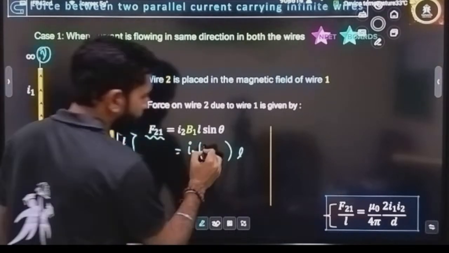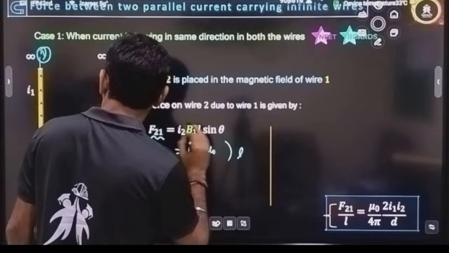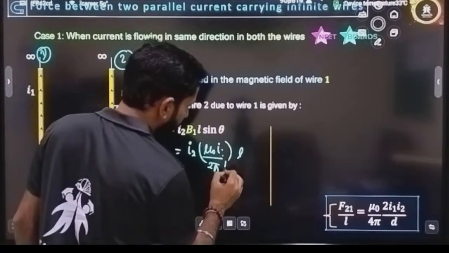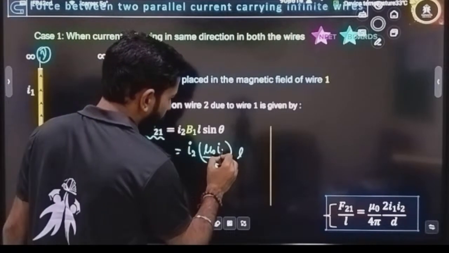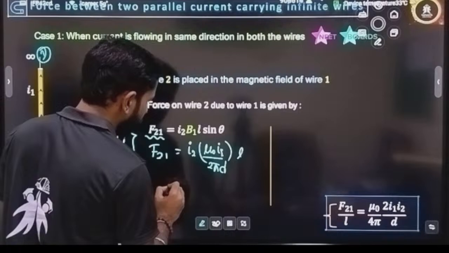And how much magnitude wise? It will be mu naught, what is the current in wire 1? Mu naught I1 divided by 2 pi. What is the distance given between them? That is D. So simply I think that I got my result. This is force on 2 due to 1.